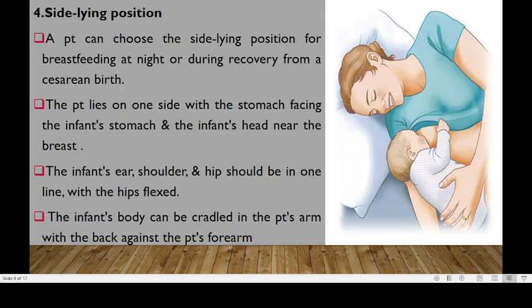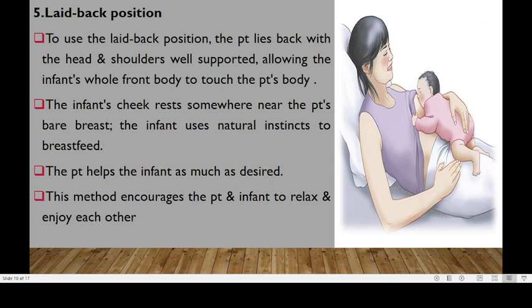The fourth position is the side lying hold, and a mother can choose the side lying position for breastfeeding at night or during recovery from a cesarean section. The mother lies on one side with the stomach facing the infant's stomach and the infant's head facing the breast. The infant's ear, shoulder, and hip should be in one line with the hips flexed. The infant's body can be cradled to the mother's arm with the back against the mother's forearm.